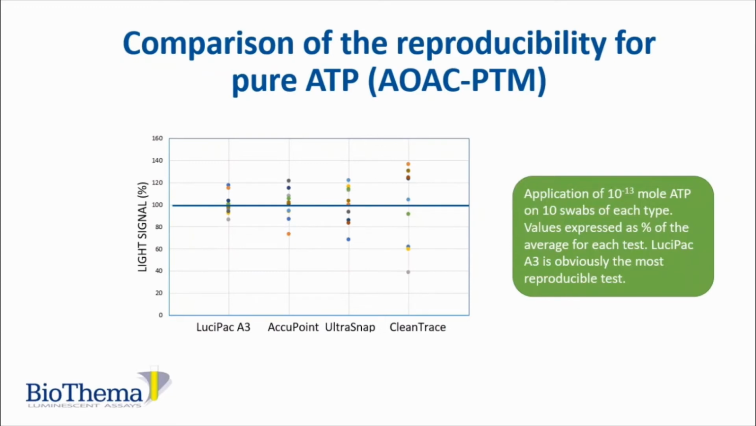This slide shows a comparison of the reproducibility of the Lumitester A3 test compared to 3 ATP tests. It involved the application of 10 to the minus 13 mole ATP on 10 swabs of each type, and values are expressed as percentage of the average for each test. Lumitester A3 is obviously the most reproducible test, with a very low spreading.